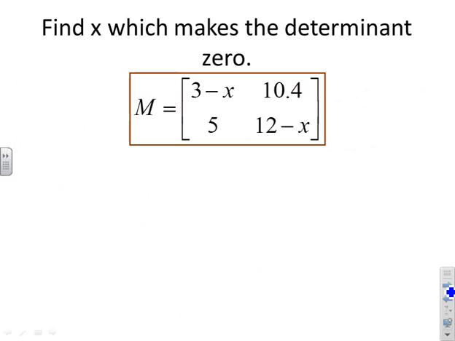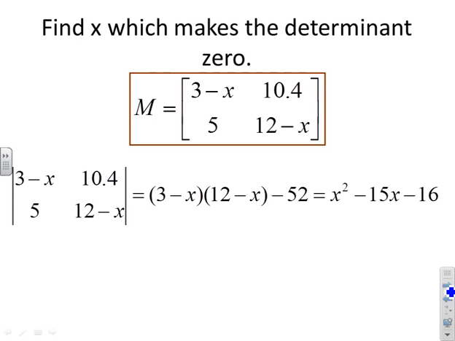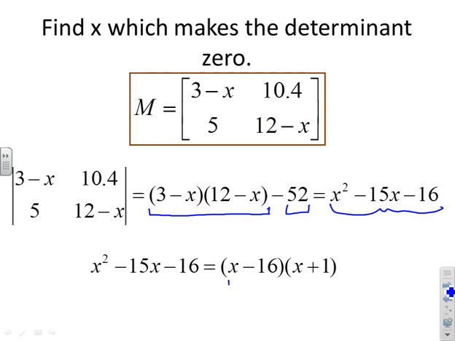So a question to finish. Find the value of x which makes the determinant 0. Now these questions are relatively straightforward. You just substitute in the definition for determinant. So we'll do that there. So the determinant of this matrix is the product of the diagonals. There we are. 3 minus x times 12 minus x minus the product of the off diagonals, which here is 52. Combine that together and you just end up with a quadratic, x squared minus 15x minus 16. And I can solve that and you'll see that I get x minus 16, x plus 1.